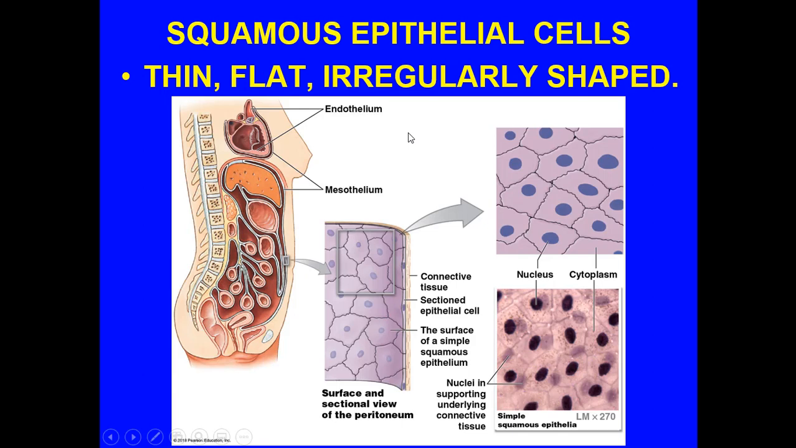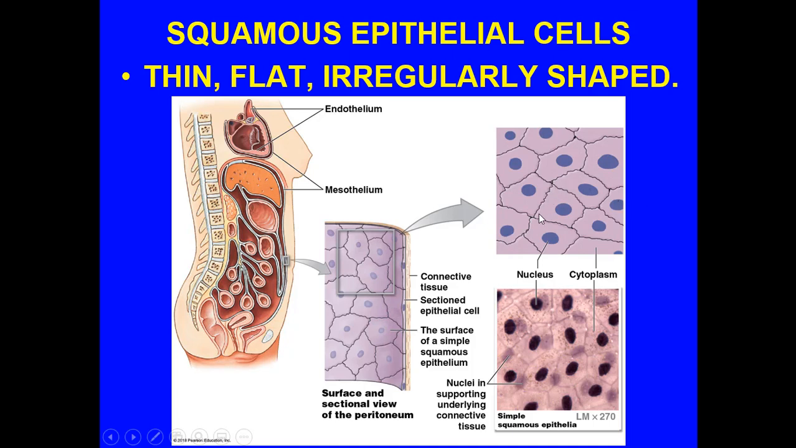Now, where are you going to see some of these cells? Well, let's start off. Squamous epithelial cells are thin, flat, irregularly shaped, and they make a nice thin layer or coating. You will see them in the peritoneum, as you can see over here. Underneath them would be connective tissue. And you have these sectioned epithelial cells that you see here.